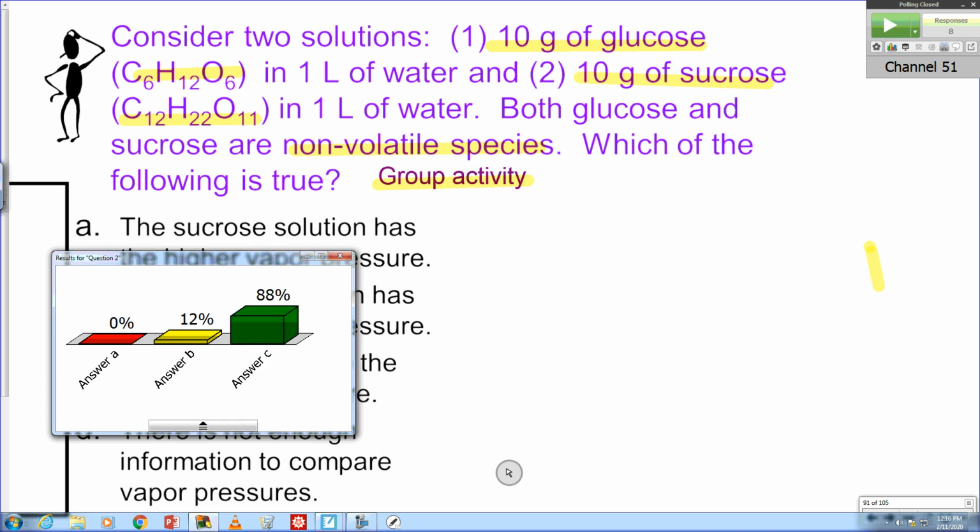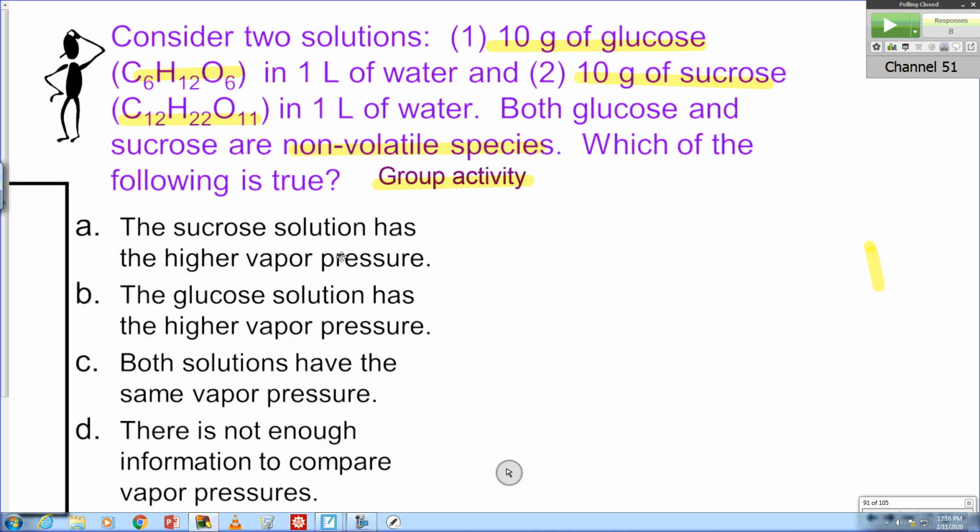All right, so most of you went with choice C. Choice C says that both solutions have the same vapor pressure. Your rationale for that, I heard somebody say it, was that it depends on the amount. But is the number of particles of each of these substances the same? Does it have the same number of moles? Why not?